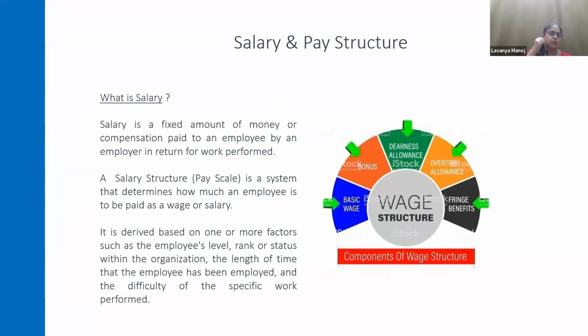Salary is something which you get every month. Wages is something which you get on a daily basis, or on a weekly basis, or on a fortnightly basis. So that is called wages. It is derived based on one or more factors. That is the employee's level, so which designation the employee is in, rank or status within the organization. So in the hierarchy, what is the position of the employee, the length of time that the employee has been employed, so what is the tenure of the employee, and the difficulty of the specific work performed, the task the employee is doing. So that decides the salary of the employee.